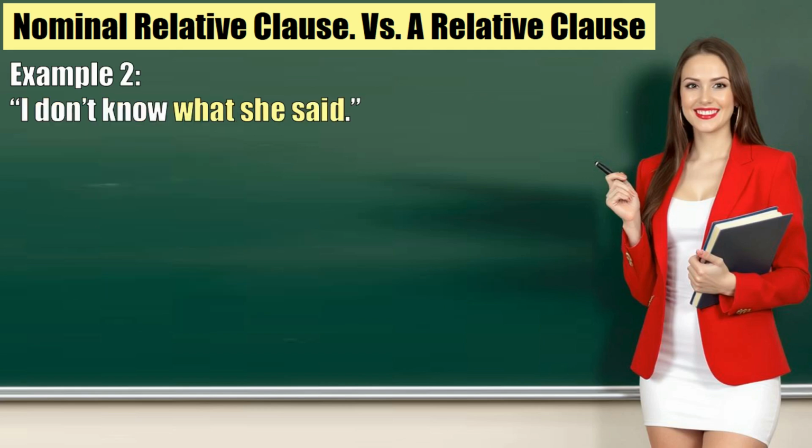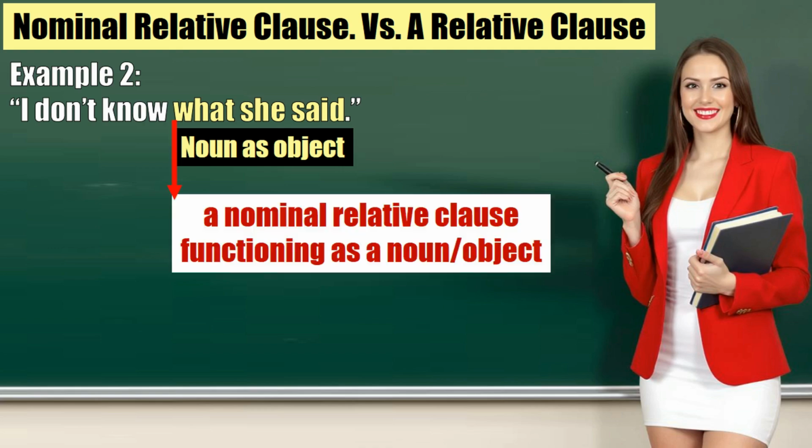Now example 2. I don't know what she said. What she said is the object of know. Ask yourself, know what? Answer, what she said. So, what she said is a nominal relative clause functioning as a noun, specifically the object of the verb. It means the thing that she said. Again, there is no noun before what. That is why it is called a free relative clause. It is free. It does not attach to a noun.